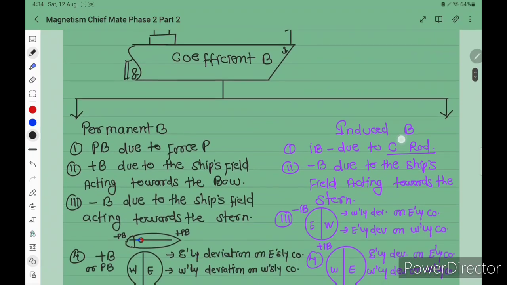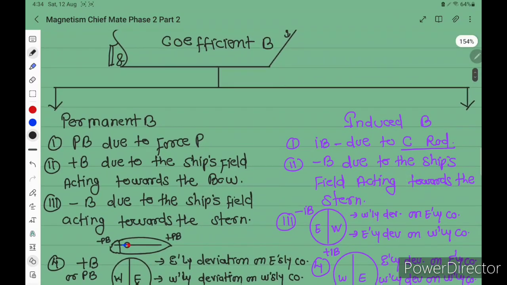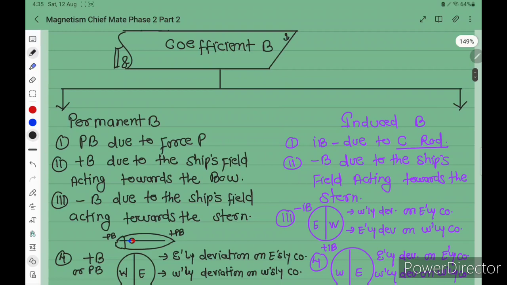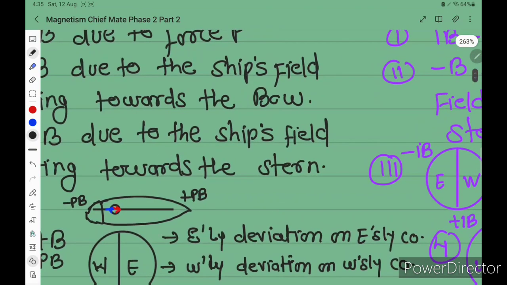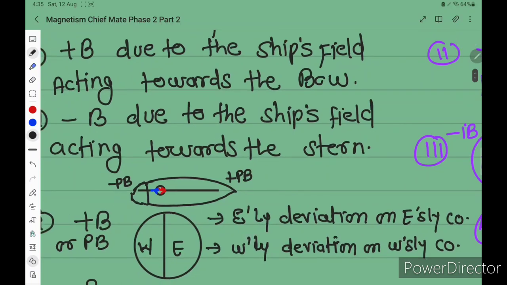Now coefficient B is further divided into two parts, permanent B and induced B. So let's see what the difference between them is. Permanent B, PB, is due to force P: plus PB is due to the ship's field acting towards the bow, that means the blue pole is towards the bow, and minus PB is due to the ship's field acting towards the stern, that means the red pole is towards the stern. If you see this diagram, plus PB is the forward side and minus PB is the negative side.